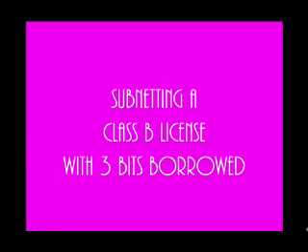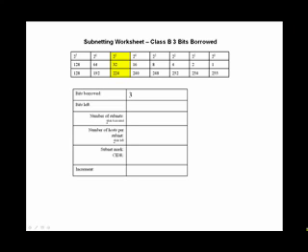Now we're going to take a Class B license and borrow 3 bits. First of all, I indicate on my worksheet that I've borrowed 3 bits, and I start from the left-hand side of my subnetting table, and I count over to the 3rd column, and make sure that I've got that highlighted or circled. If I borrow 3 bits, I have 13 bits left, because I have 16 bits to play with. 16 minus 3 is 13.